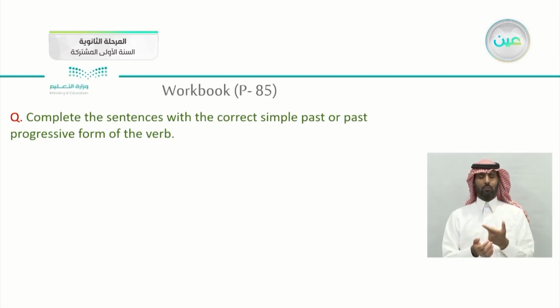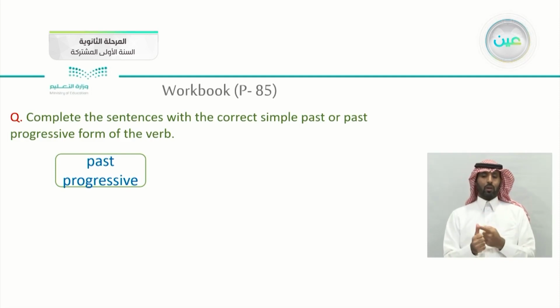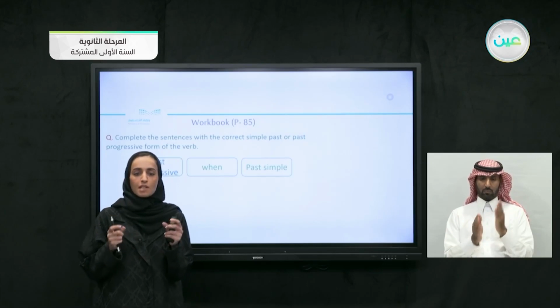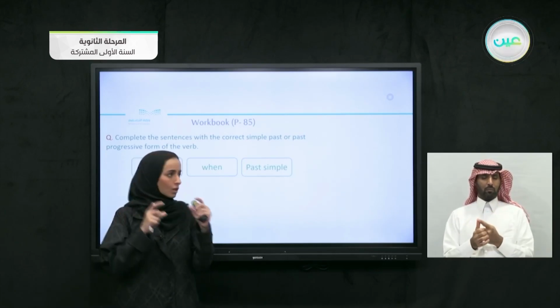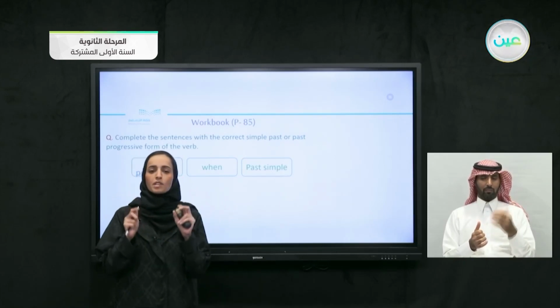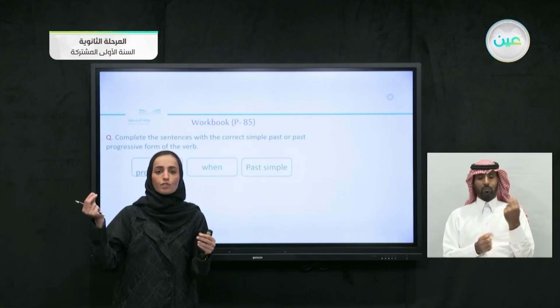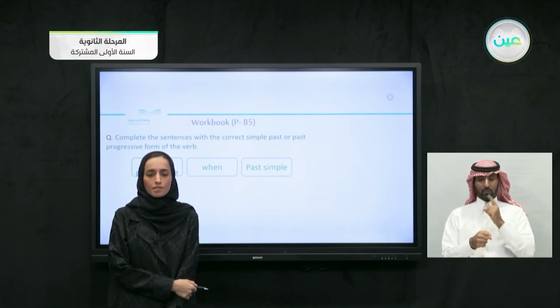Question Q. Complete the sentences with the correct simple past or the past progressive tense of the verb. In here, what are we going to do? We're going to follow this. In certain sentences, the connection between them is when. When you are having when in the middle of the sentence, it means that we're going to have two verbs. One of the verbs should be in the simple past tense and the other in the past progressive tense.